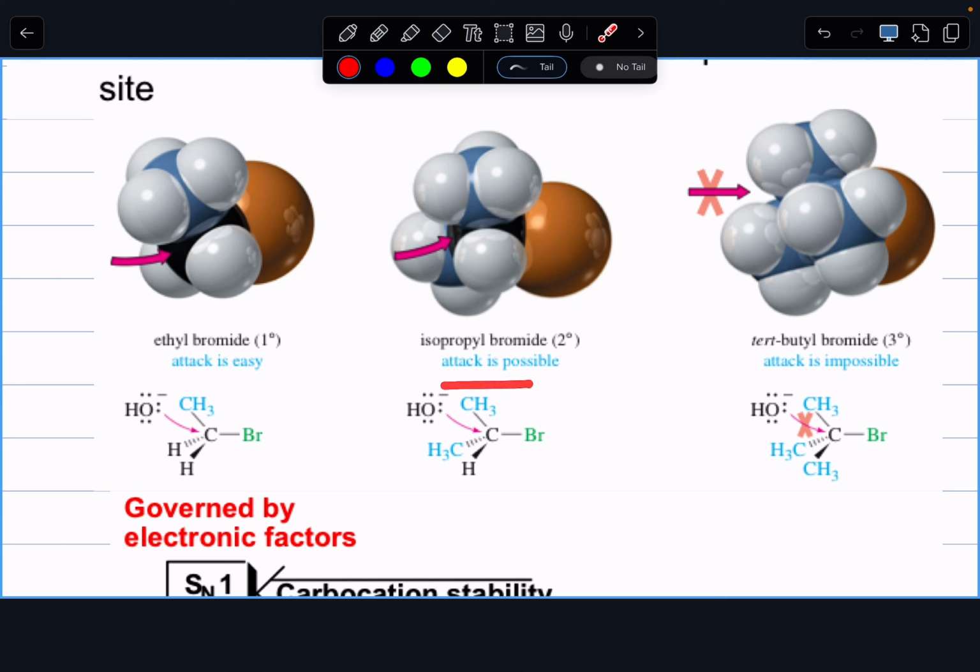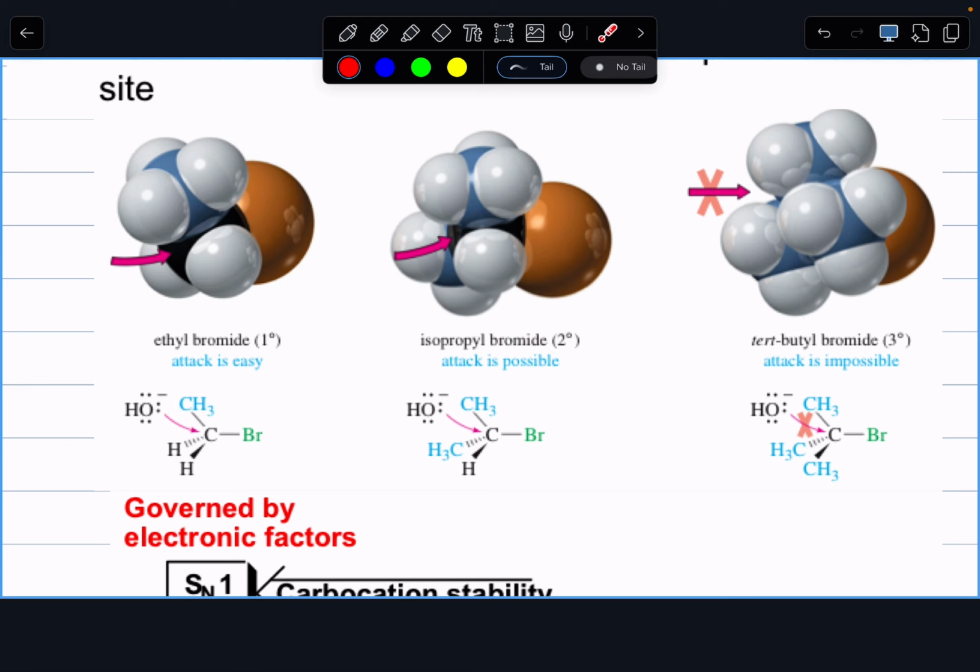Alternatively, if we're adding more and more substitution onto the tetravalent carbon, we're making that carbon center more and more shielded from the attack of the nucleophile. The extreme one will be like tert-butyl bromide. So in this case, you have three methyl groups around that carbon center. Because my carbon center is being sterically blocked by these substitutions, the nucleophile cannot come in, and consequently, it does not undergo the SN2 reaction mechanism.